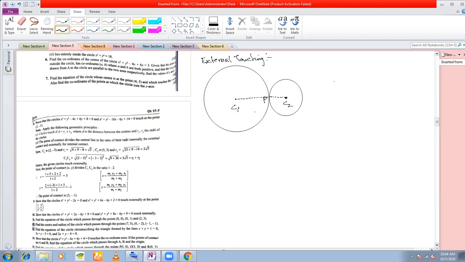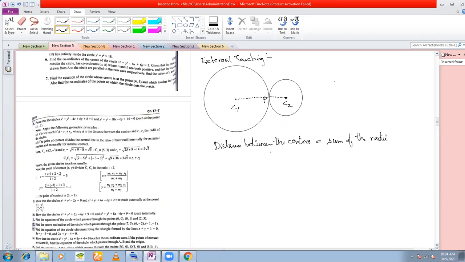Therefore, if these two circles touch each other, then we say the distance between the centers must be equal to the sum of the radii.